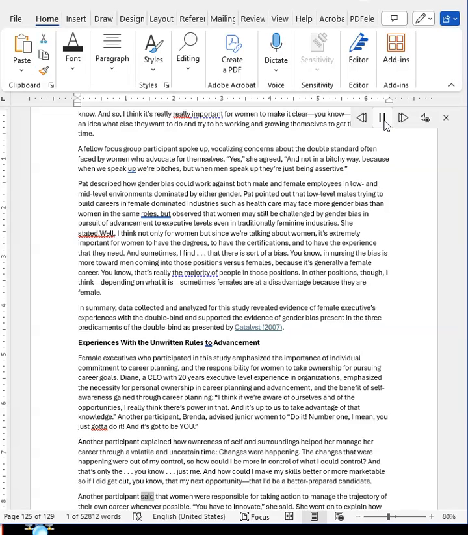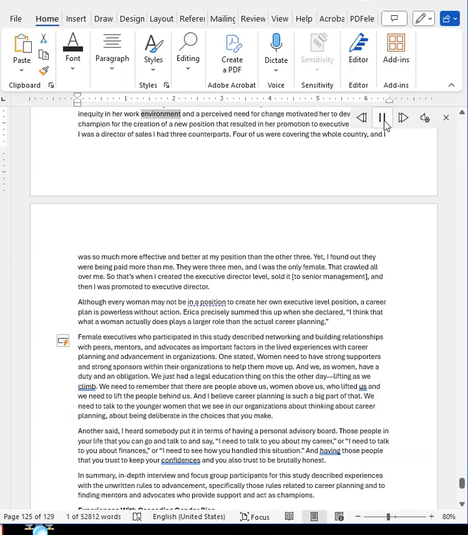Another participant said that women were responsible for taking action to manage the trajectory of their own career whenever possible. "You have to innovate," she said. She went on to explain how inequity in her work environment and a perceived need for change motivated her to develop and champion for the creation of a new position that resulted in her promotion to executive level.